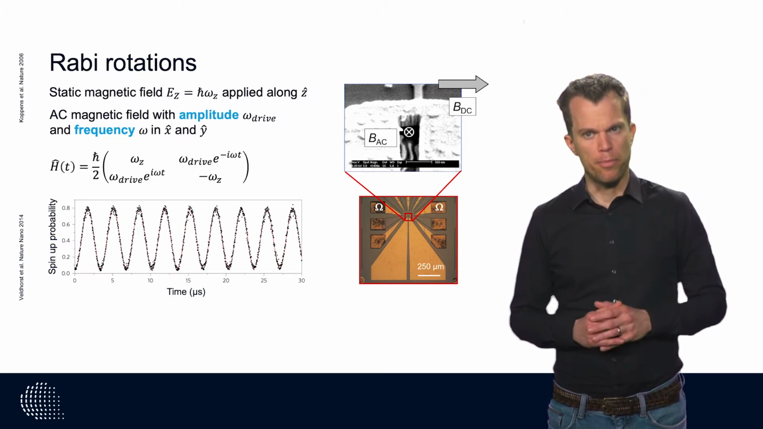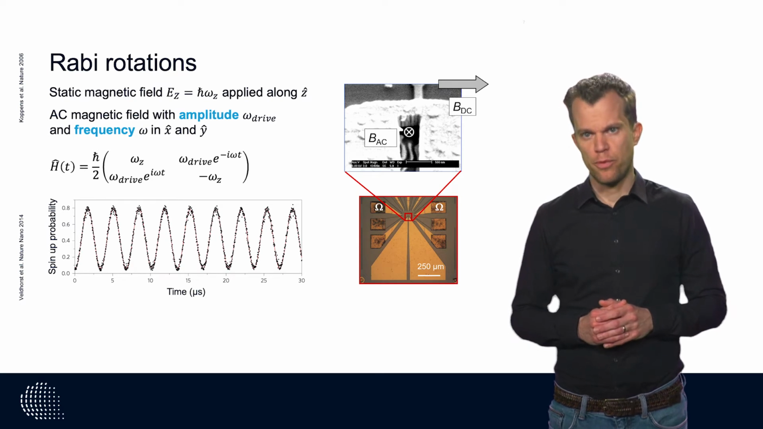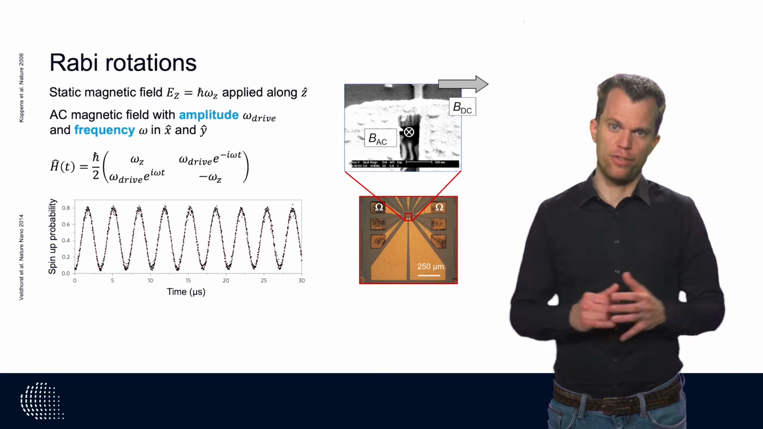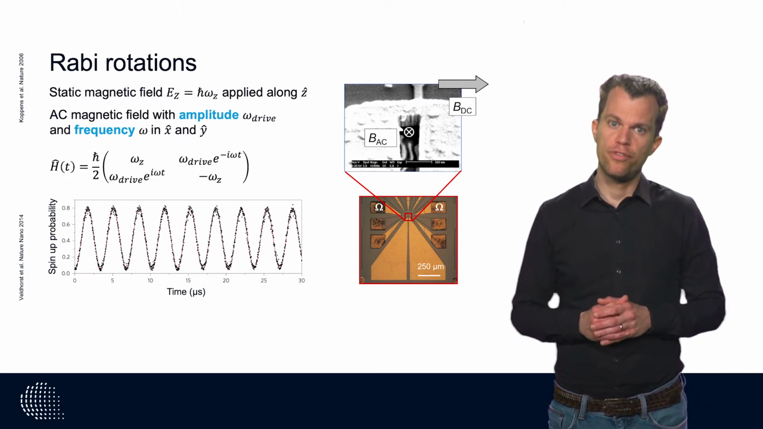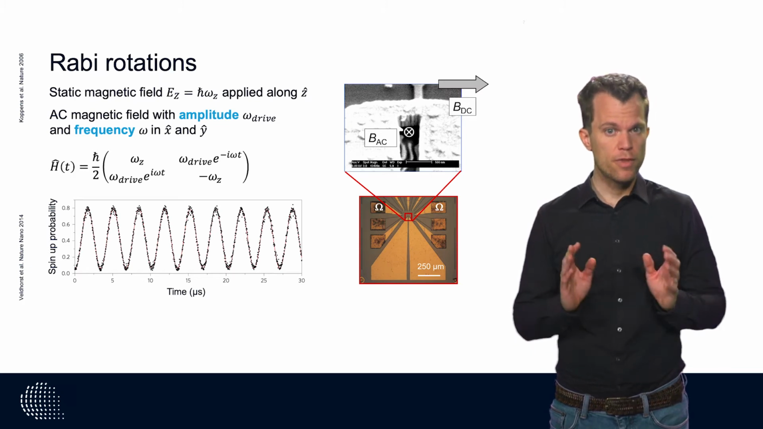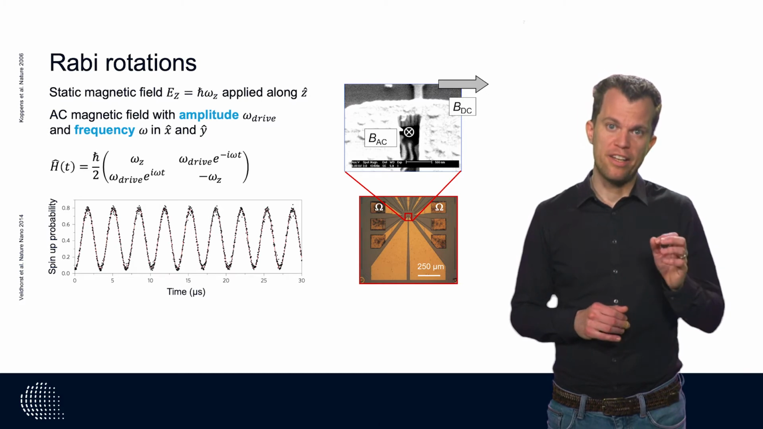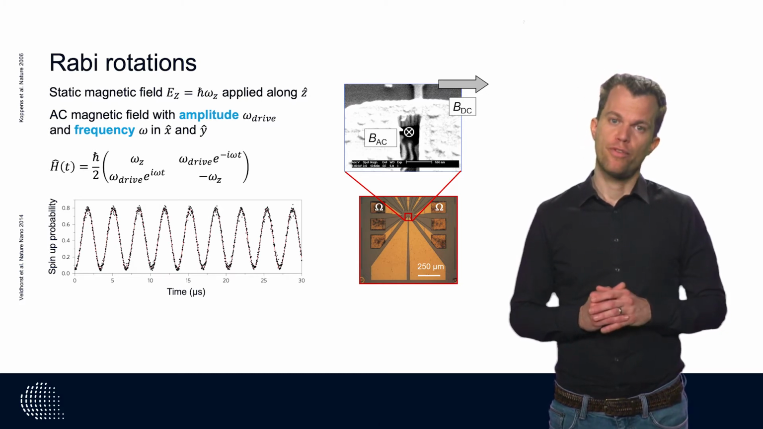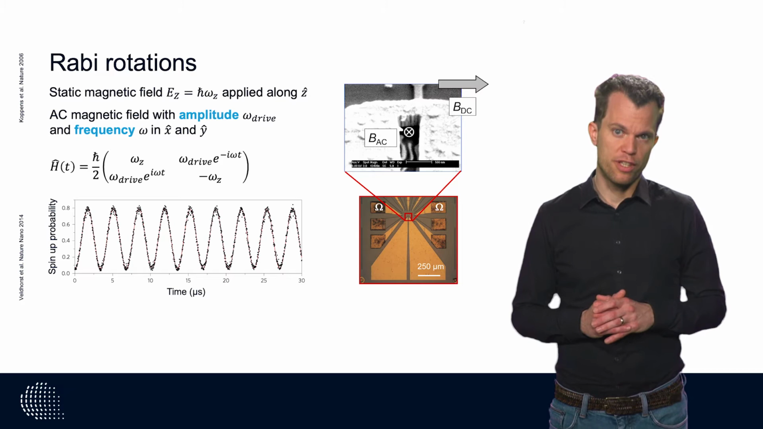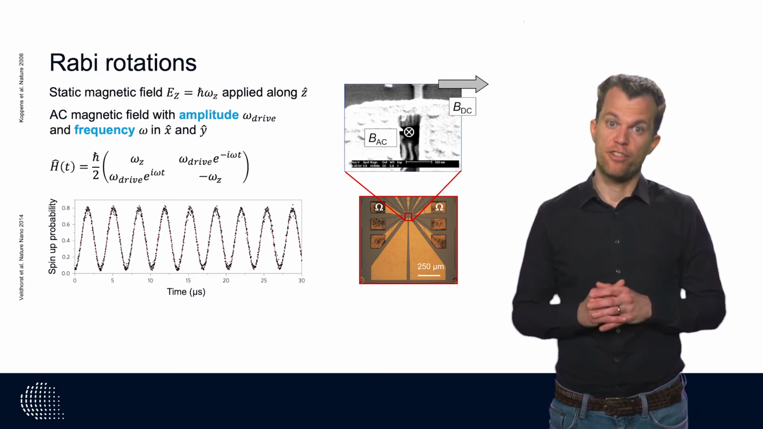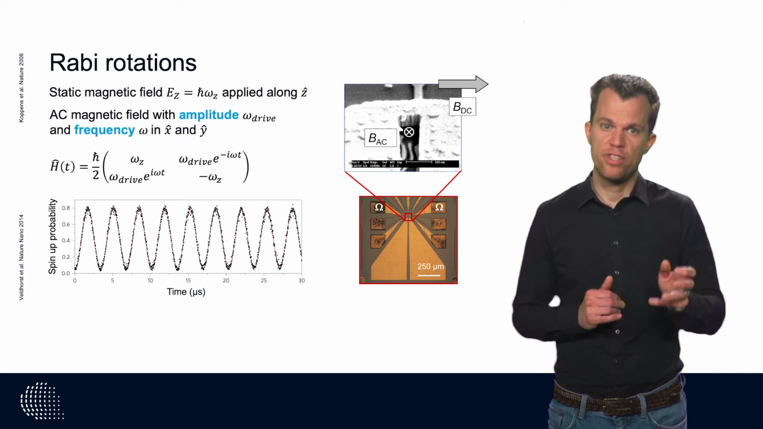But we need to remember, however, that while these terms may be constant terms in a rotating frame, in the original frame it corresponds to an off-diagonal term that oscillates with the Larmor frequency. Thus, to realize Rabi rotations, we need to apply an AC magnetic field with a frequency close to the Larmor frequency, determined by the Zeeman energy, and it should be applied in a direction orthogonal to the static magnetic field.